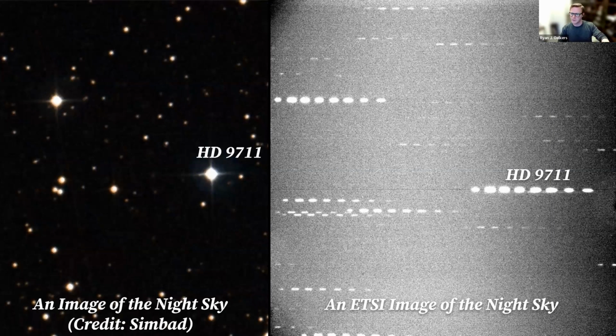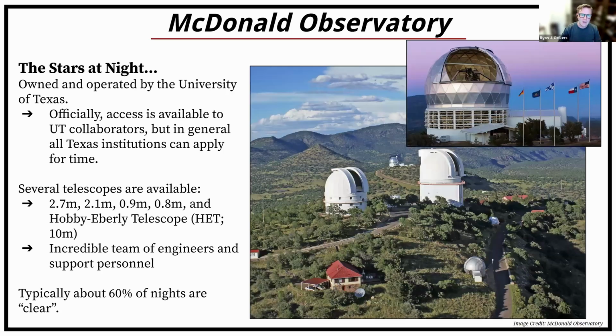So this is what an on-sky image would look like. On the left, this is what the normal night sky looks like. On the right, this is what our instrument looks like. If you know what old school prism spectroscopy looks like, it looks very similar to that, where you have red on one side and blue on the other.